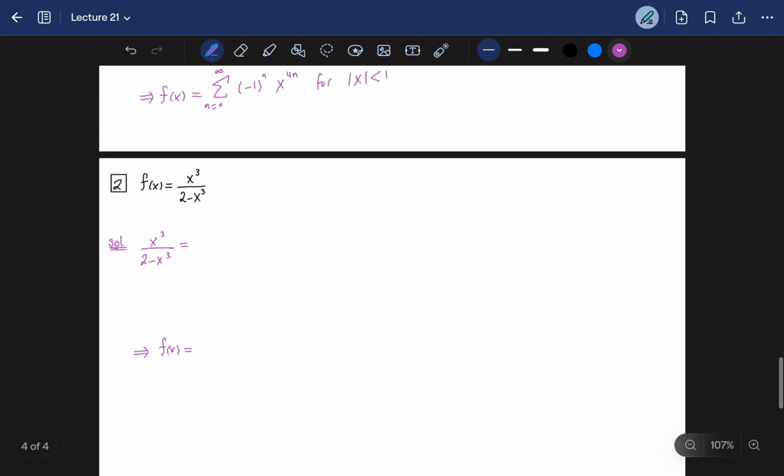Okay, how about this function here? Now here, we have a different problem. I already have the negative, which is perfect, but I don't have a 1. I have a 2 here. So I need to get it into a 1 to be able to apply the geometric series. So I don't mind the x cubed here. This is just my a.